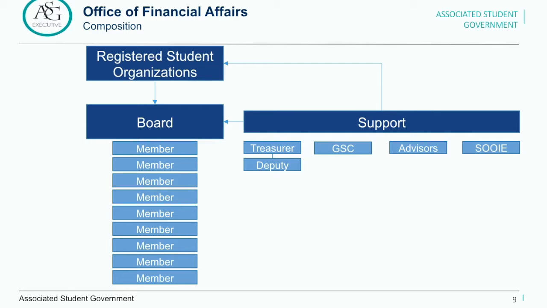There are 9 board members, 9 voting members, and we also have a support team consisting of the ASG treasurer, his or her deputy, a Graduate Student Congress representative that represents graduate students on the board, the advisors, and a SOUIE representative. SOUIE stands for Student Organizational Outreach and Involvement Experience. All of the support members do not have voting rights. The only person that may have voting rights is the treasurer in the event that there is a tie. So the only voting members are the board over here.